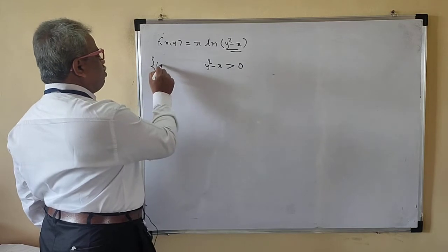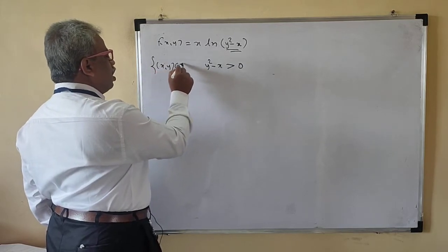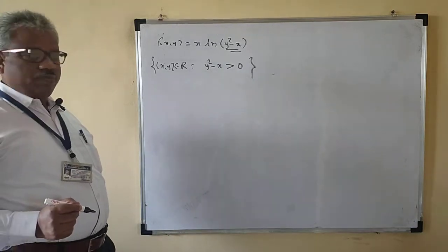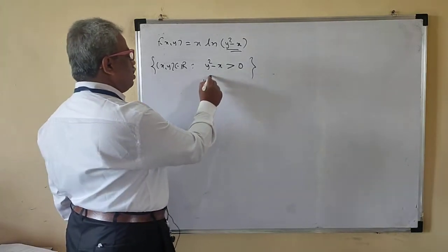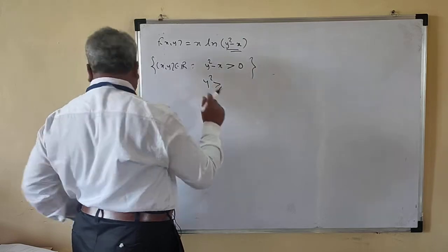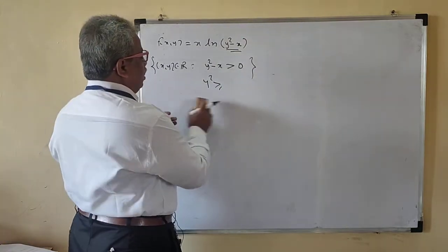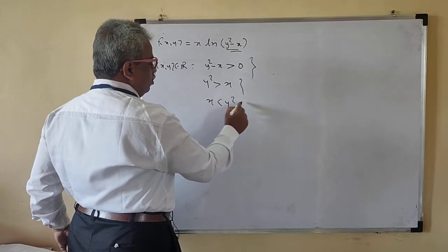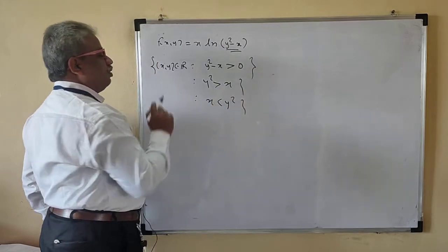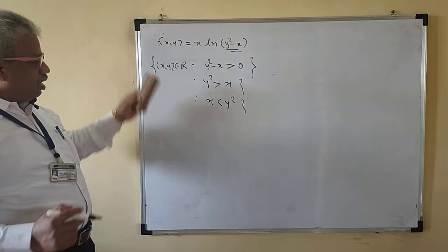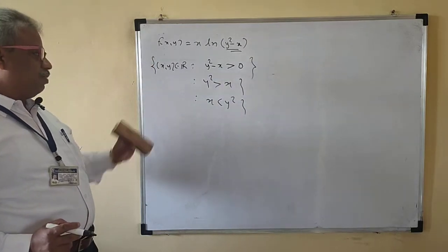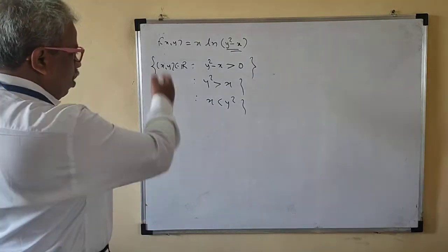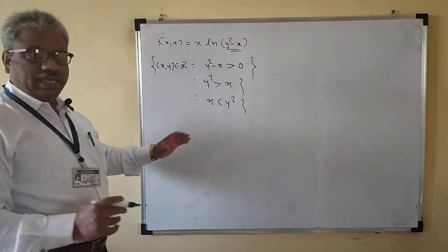So you have to restrict your x, y belonging to R2 such that y square is strictly greater than x, not greater than or equal to, only strictly greater than. You may write this in different ways. All are the same, the way of writing is different only, but the meaning of all is the same. They are the same domain.